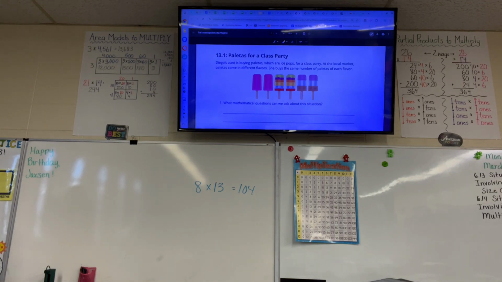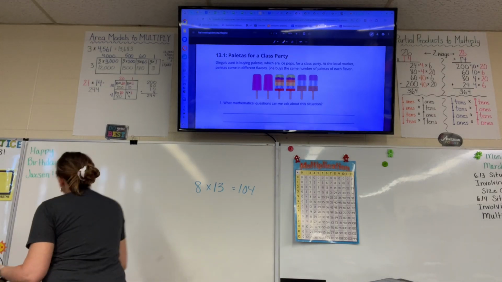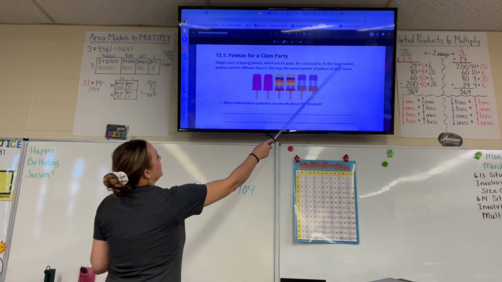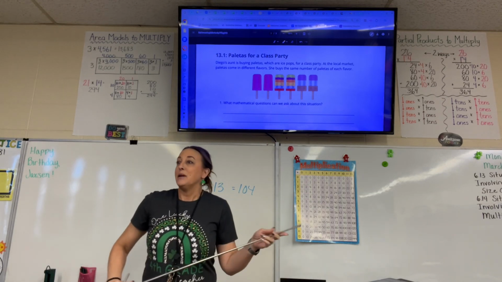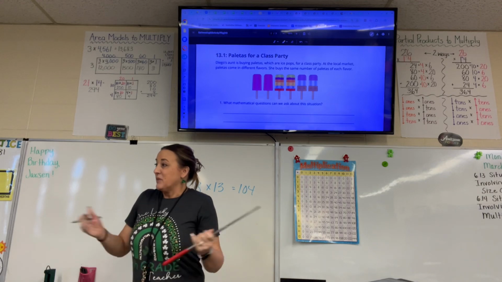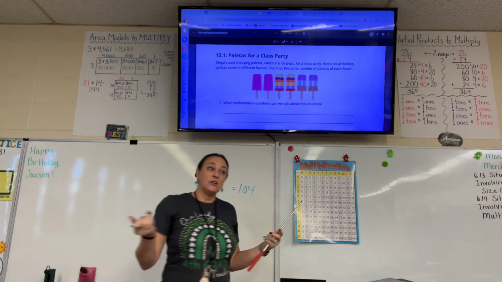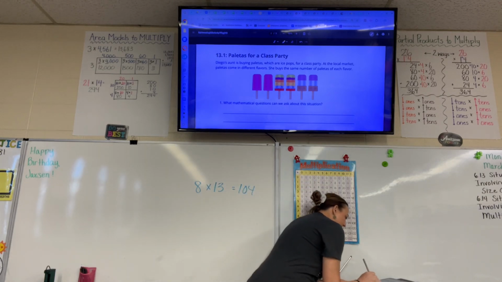How many flavors did you get? For sure. It says in the scenario, at the local market, pilates come in different flavors. How many different flavors are there? Is that something we probably need to know before we could solve this? Okay, how many flavors are there? Write that down.